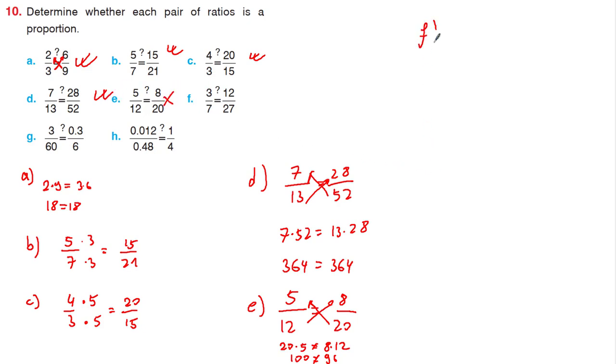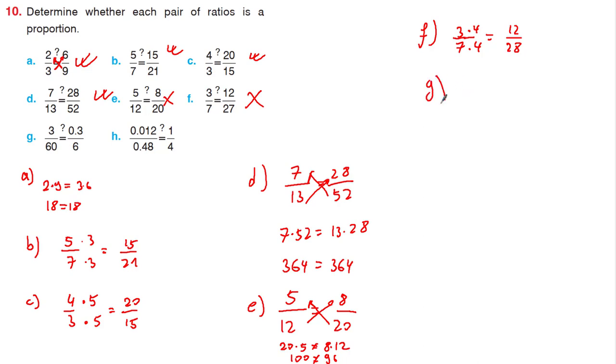Under F, we have 3 over 7 is equal to 12 over 27. Let's try the second way we mentioned. If I multiply here by 4 to make the numerators equal, I need to multiply the denominator also by 4. So I get 12 over 28. Well, 12 over 28 is not 12 over 27, so this is clearly not a proportion.